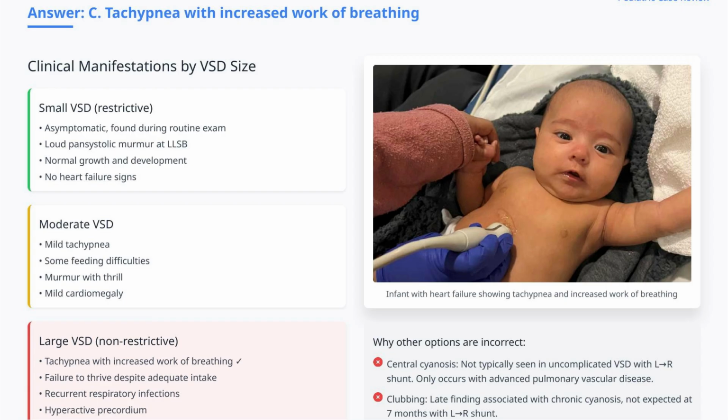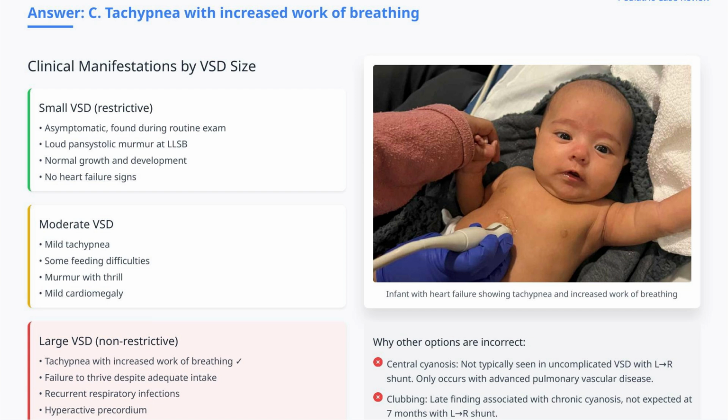The correct answer is C. Tachypnea with increased work of breathing. This infant presents with classic signs of a large, hemodynamically significant VSD, including poor weight gain despite adequate caloric intake, a pansystolic murmur, and a hyperactive precordium.